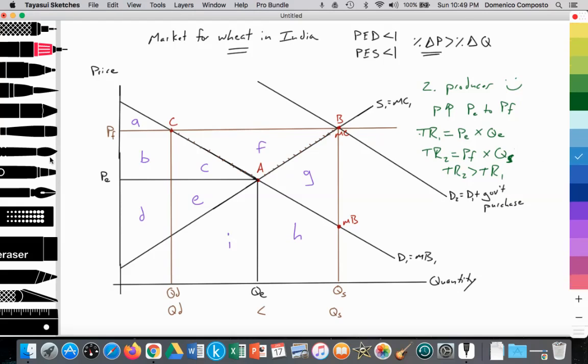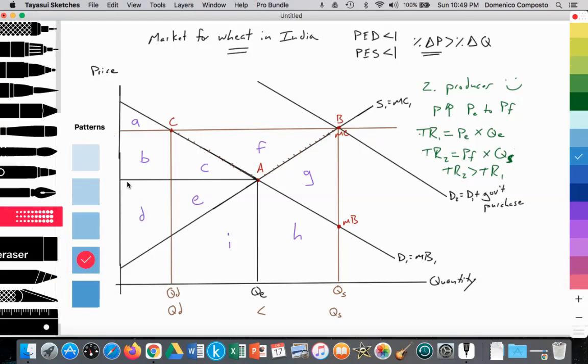How do we see that? Again, let's see that originally the total revenue was this rectangular area. And then it increases as a result of the price floor to this entire area. So there's vastly more total revenue for the producers. So they are better off.